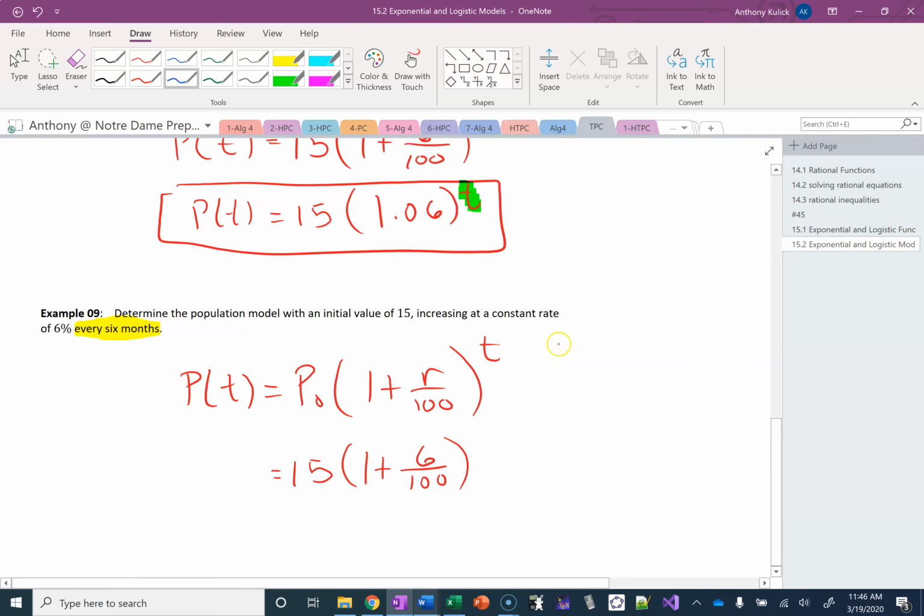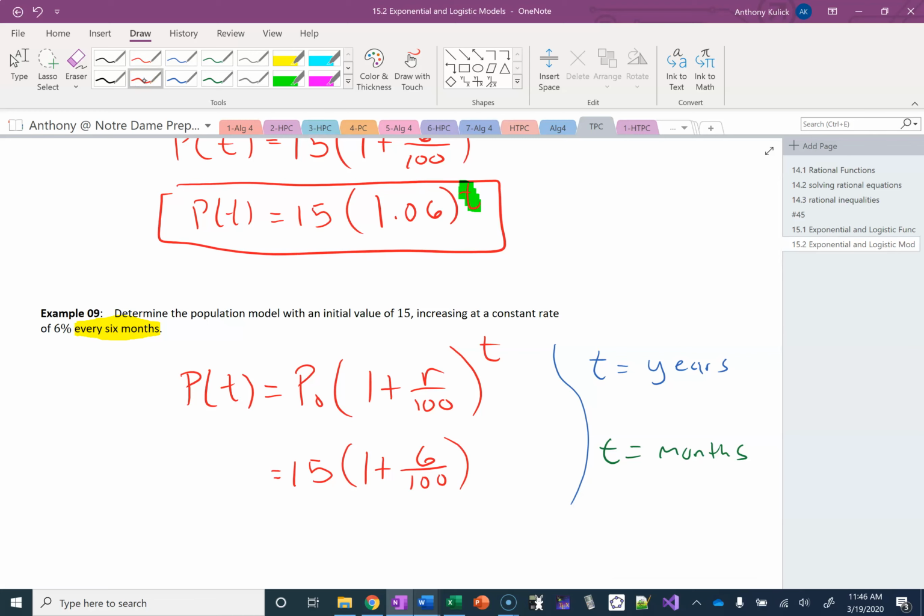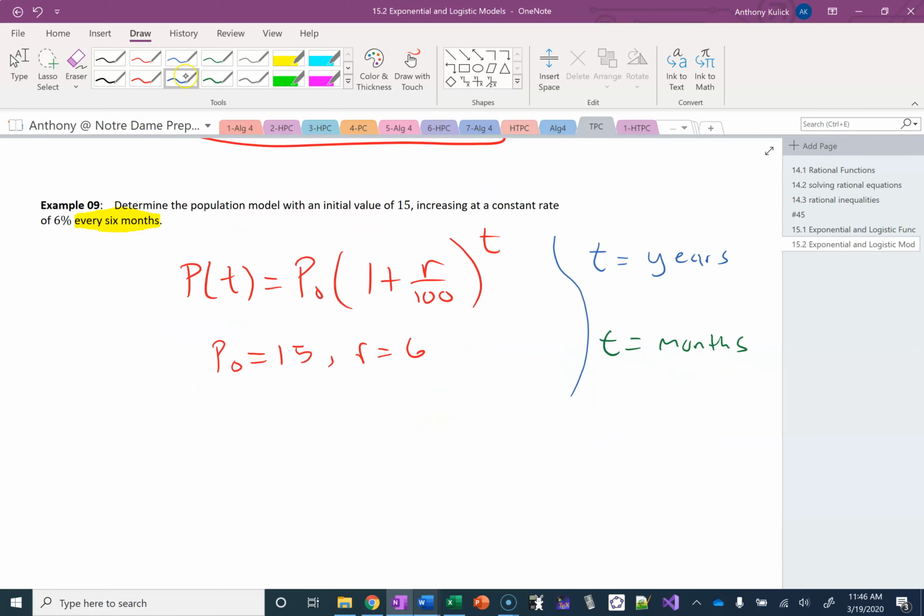So there's two options here. We can do t is equal to years, or we can do t being equal to months. We can't do t equal to 6 months. That's not allowed. t needs to be some fixed, normal unit of time. Actually, let's write this way, because we're going to look at two different options.